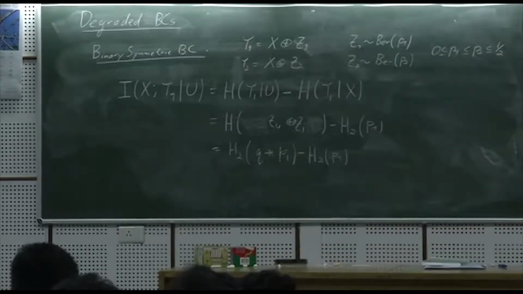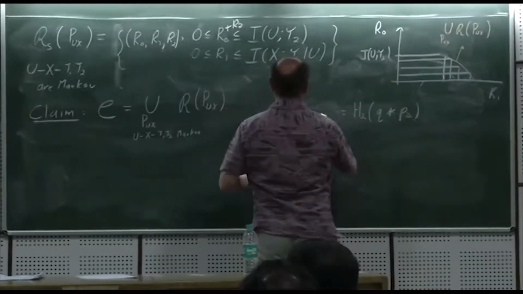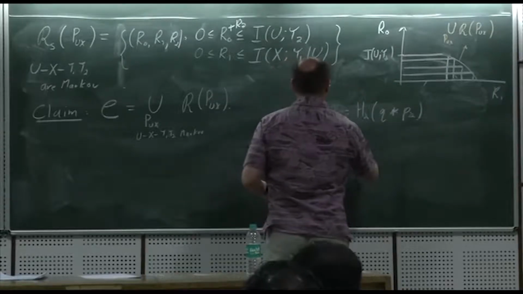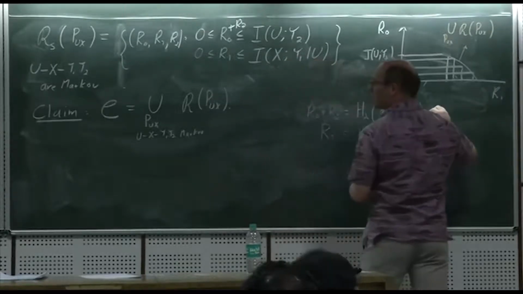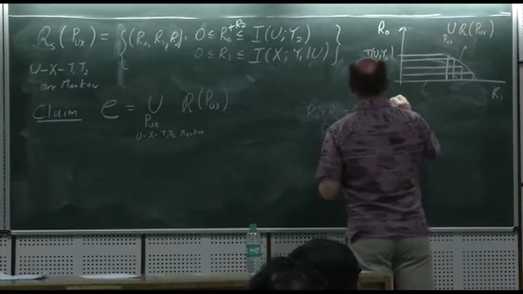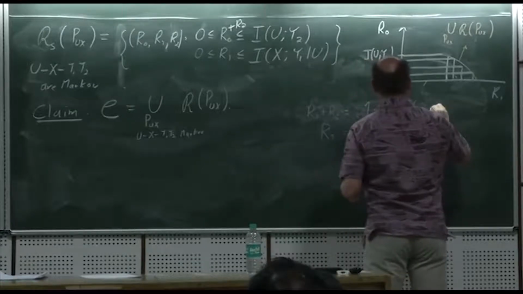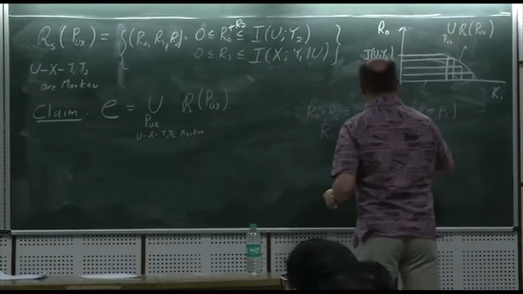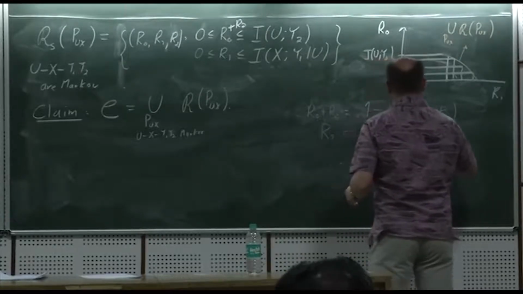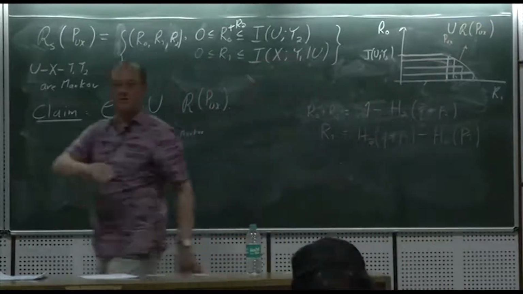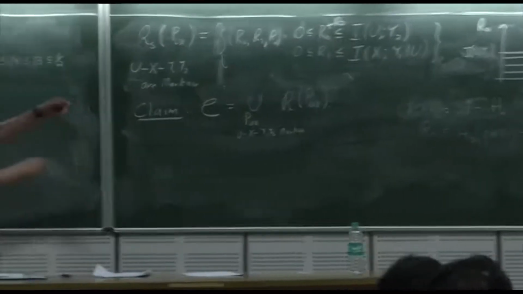So this here is going to be the rate that we can achieve for user R0 plus R2. And this is the rate we can achieve for 1. It's going to be h of, oh, I forgot. What did I do here? 1 minus this, my apologies. 1 minus h2(q star p2), h2(q star p1) minus h2(p1). Right? That's the region. So that defines my rectangles.